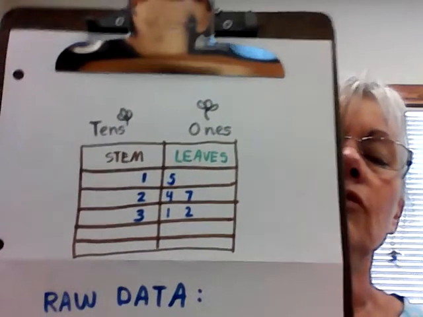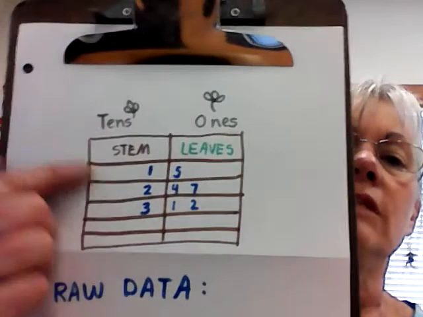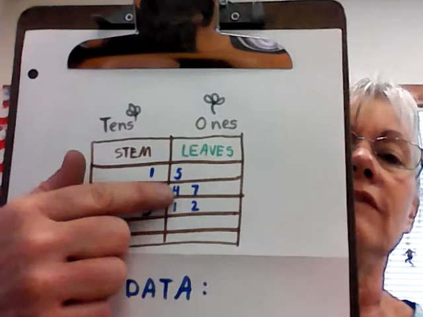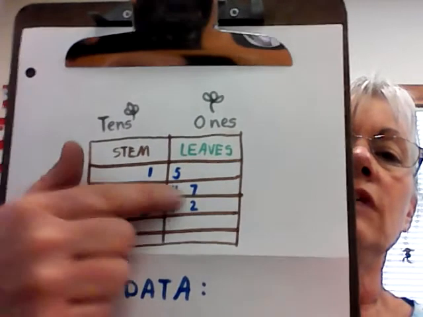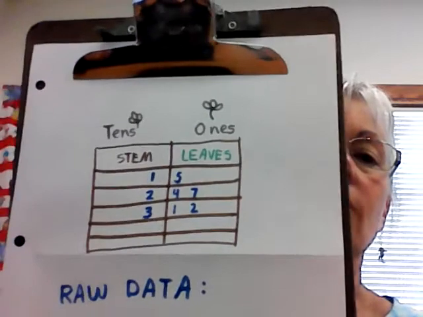Now, if I was to ask you to analyze this information, I could say, for example, how many temperatures were recorded in the 20s? And you go to the 20s column on the stem side and you say that there are two leaves. There was a 24 and a 27, so two values were recorded. That's how a stem and leaf plot works.